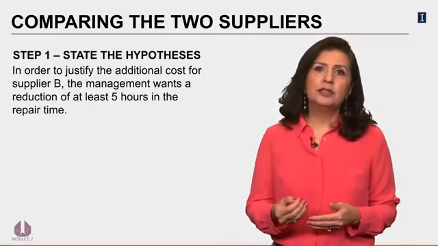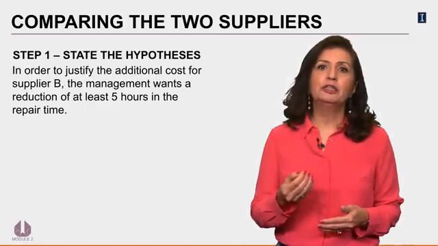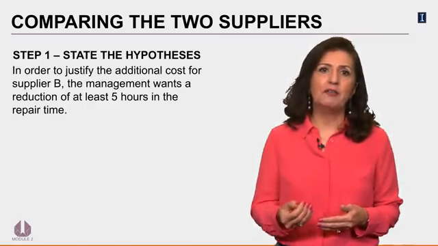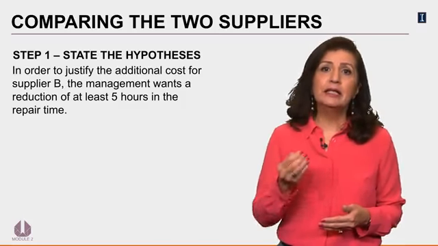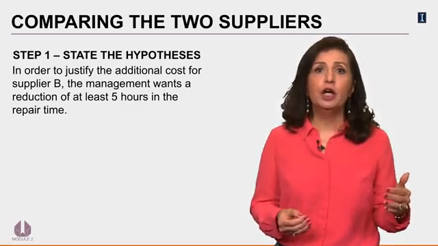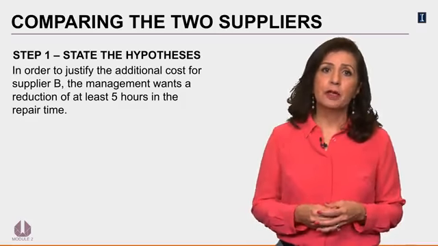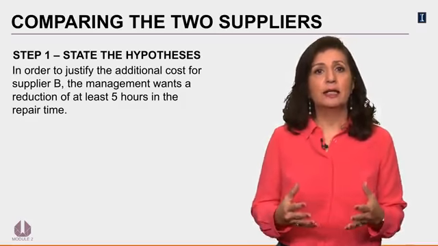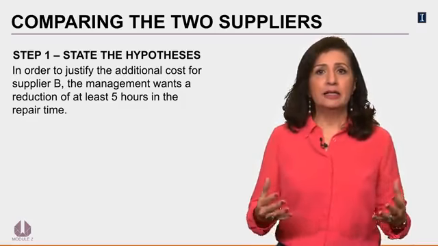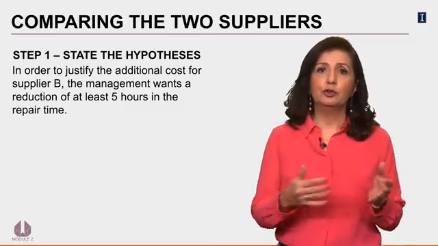In order to justify the additional cost for supplier B, management wants a reduction of at least 5 hours in the repair time. This 5-hour reduction is calculated from the time the problem is reported to when the problem is resolved. Is that really the case? So now we need to collect data to settle this question. Then we can answer this question with a hypothesis test about the mean differences between the two suppliers.